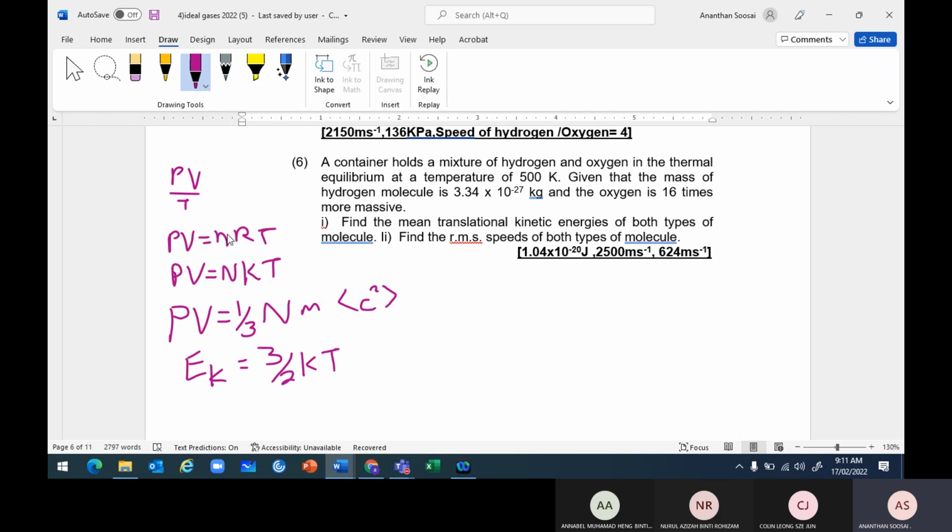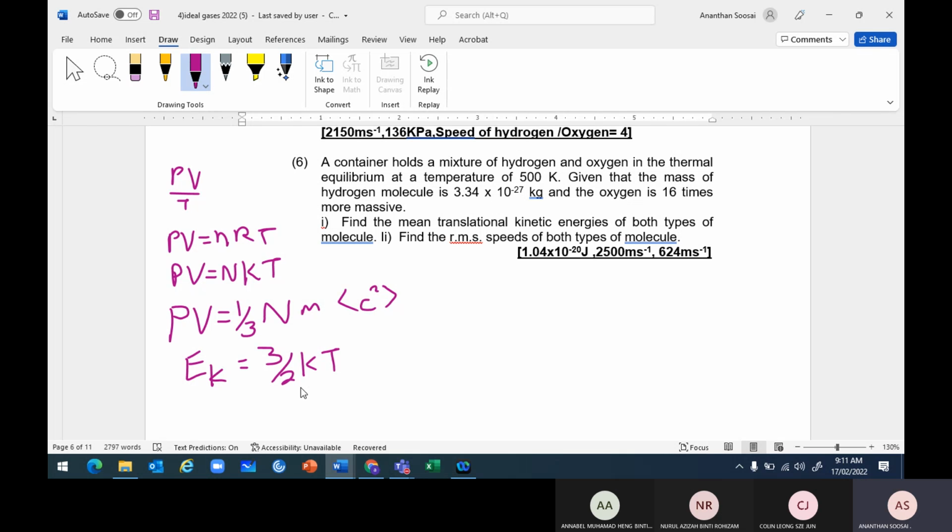How do you know that? Because they are exposed to the same temperature. For any particle, regardless of whatever mass it has, if the temperature is the same, they possess the same kinetic energy. That's a fact we learned. So of course, for part 1, the kinetic energy of both types of molecule should be the same, 3/2 kT. We don't care what mass it has, we don't care what speed it is traveling. As long as we know the temperature, we can find the kinetic energy.